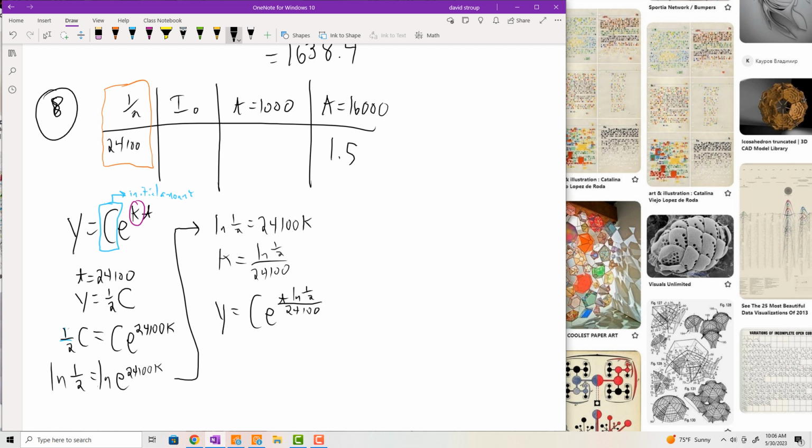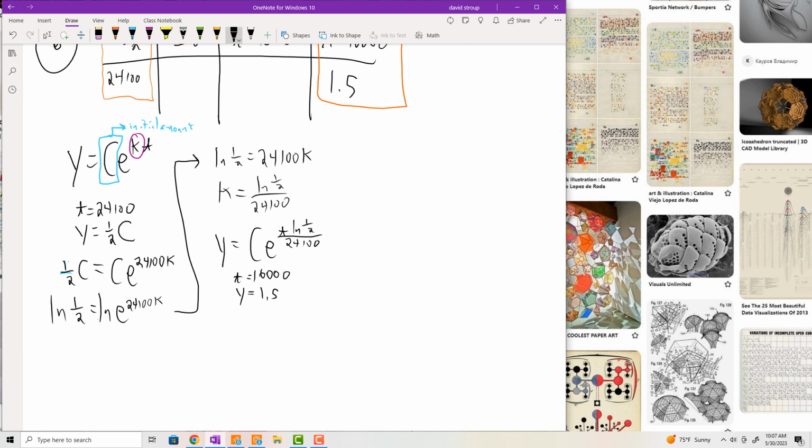All right, now I go to the other bit of information they give me and plug that in. So that's saying that t is 16,000. When t is 16,000, y will equal 1.5. So you just plug it into your equation: 1.5 equals c e to the 16,000 ln of 1/2 all over 24,100.